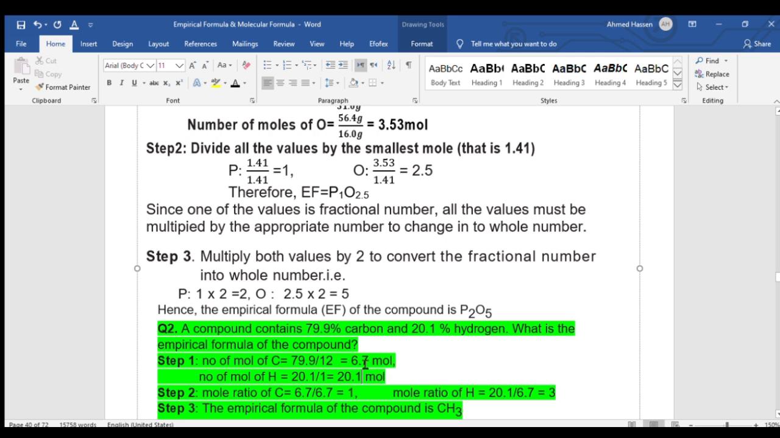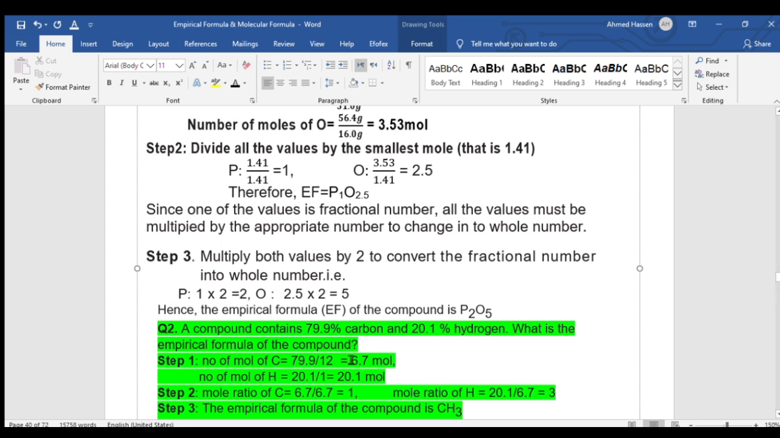Then which one is the smallest value? 6.7. Therefore, all the values must be divided by 6.7. For carbon it becomes 1, and for hydrogen, the mole ratio becomes 3. That means 20.1 divided by 6.7 is equal to 3.